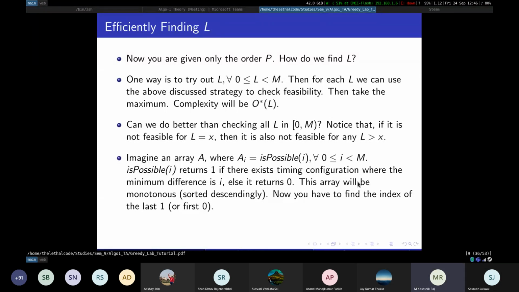The advantage of this approach is that you can solve it in O of log m. O star in the sense that we are only looking in terms of only this m parameter. We are not including n yet. So for this binary search, we'll be able to finish this in log m.